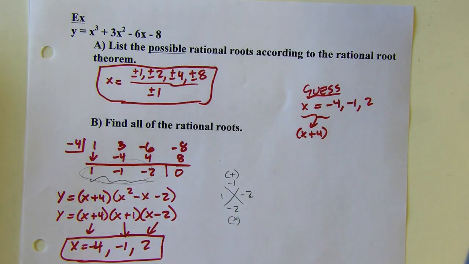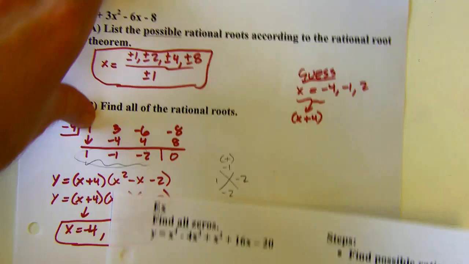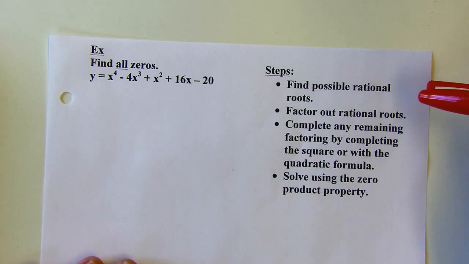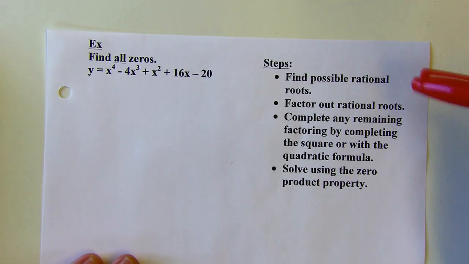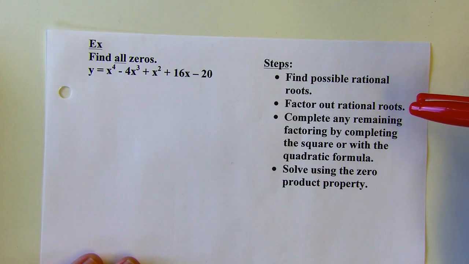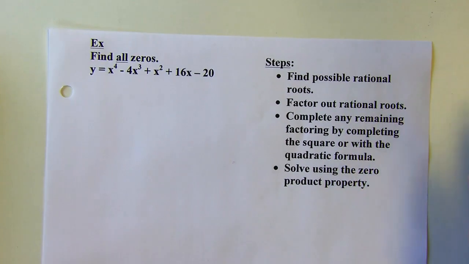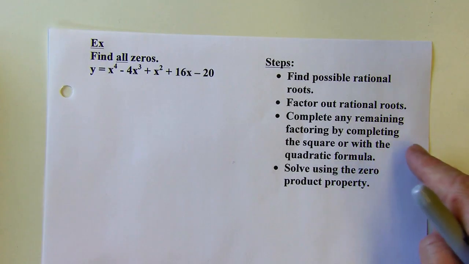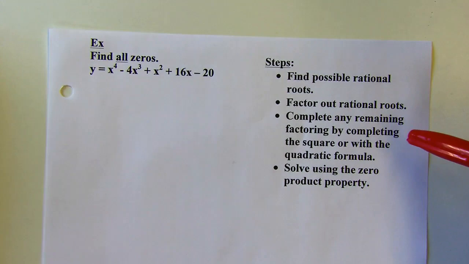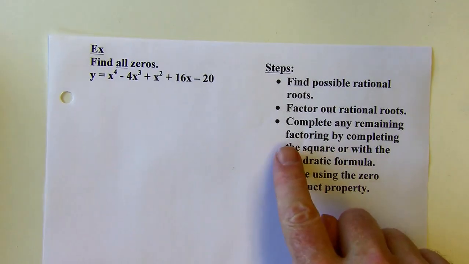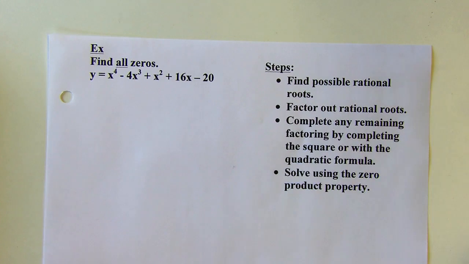Okay, let's try another on the next page. Got this one, and I got my steps here, so we're going to find the possible rational roots, and then we'll factor those out. Once we factor that out, we'll do all the factoring we can, and if there's any parts that you can't factor, you could always use completing the square or the quadratic formula. So this says complete any remaining factoring. This actually should say solving of any remaining parts with the quadratic formula.